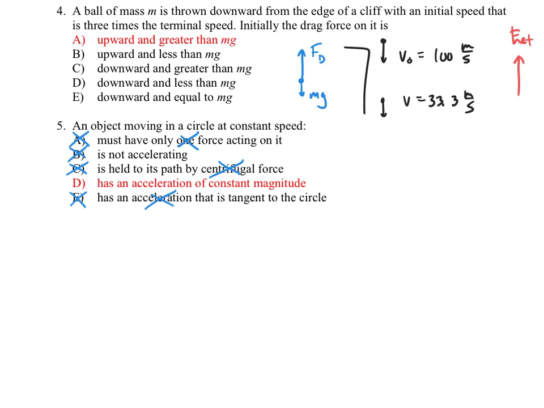Centripetal, not centrifugal. Centrifugal effect is the desire to move outward. Okay, keep that in mind. Okay, so we got D. And D makes sense. It has an acceleration of constant magnitude. What is not constant about the acceleration?